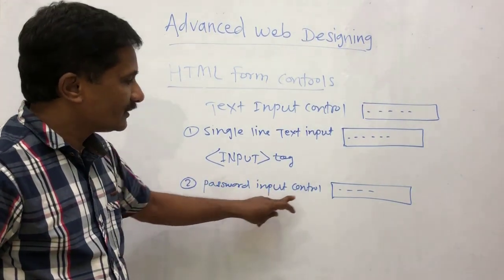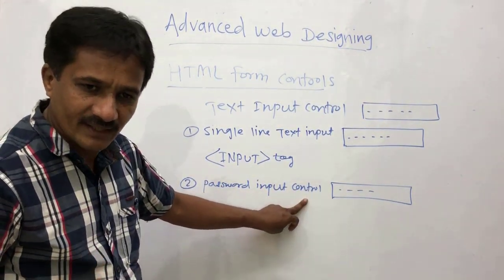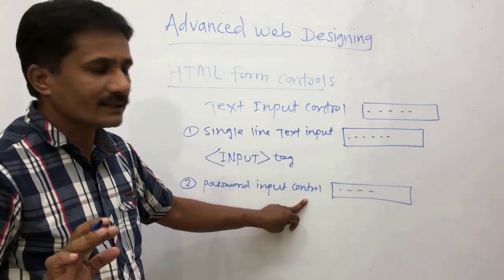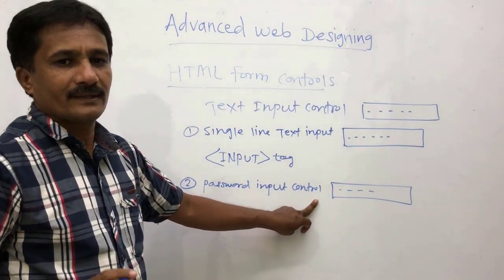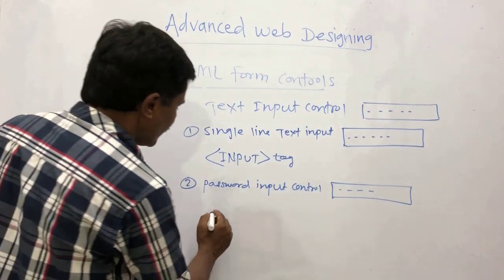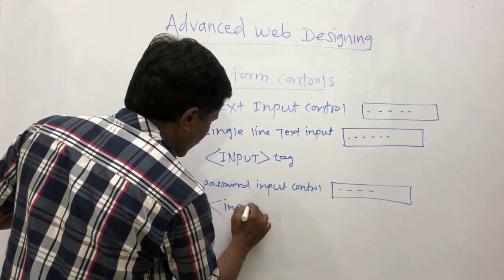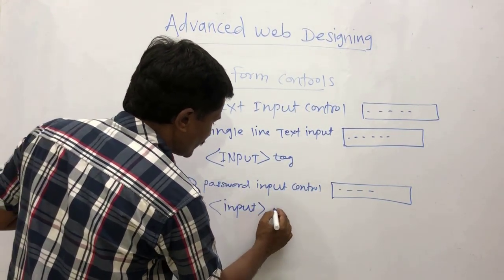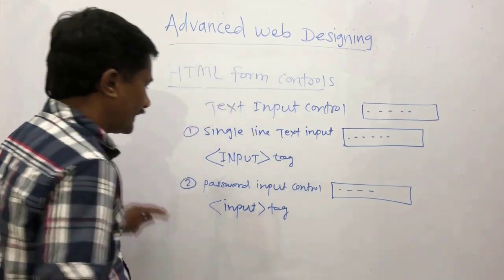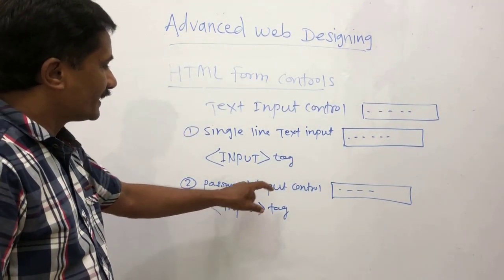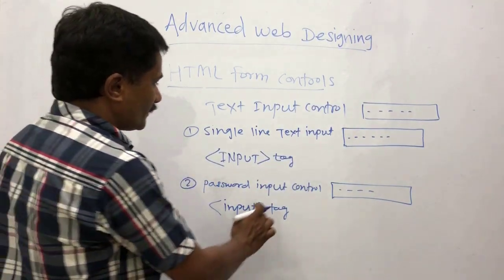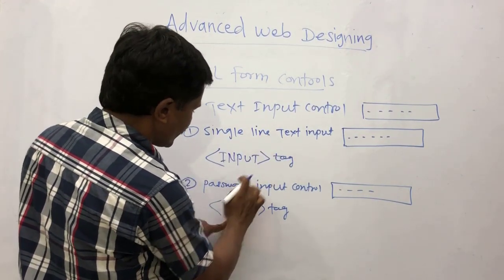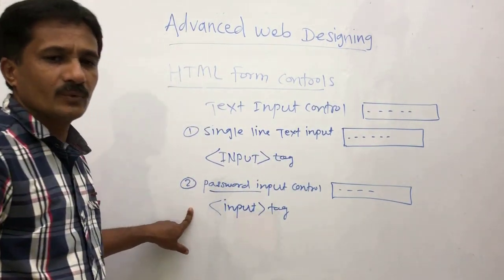Okay, password input control. This is also a single line text input, but it masks the character as soon as the user enters it. They are also created using the input tag. Input tag is used to create the single line input controls. This input tag is used for both the single line text box and the password input control.